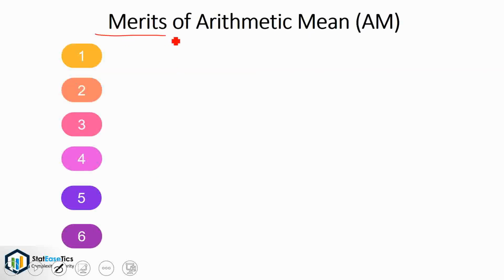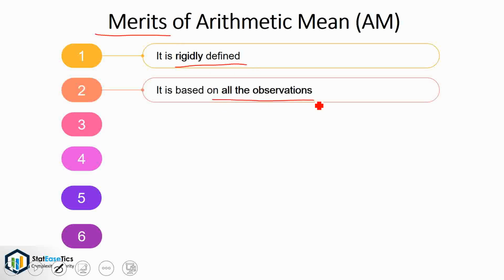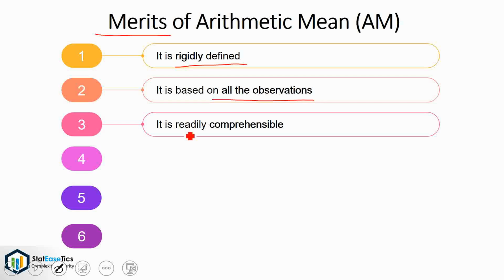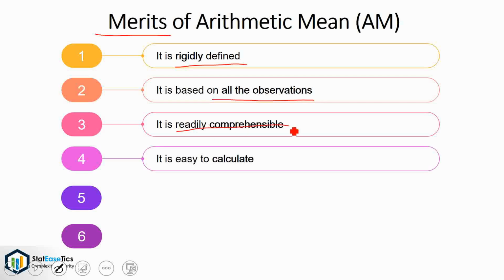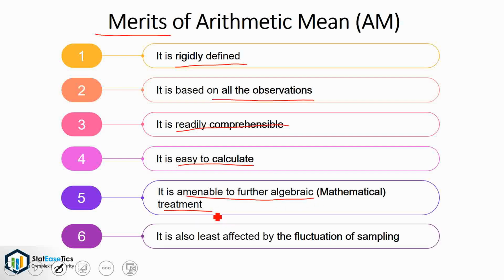Let's see the merits of arithmetic mean. It is rigidly defined. It is based on all the observations. It is readily comprehensible. It is easy to calculate. It is amenable to further algebraic treatment. It is also least affected by the fluctuation of sampling. So these are the merits of arithmetic mean.